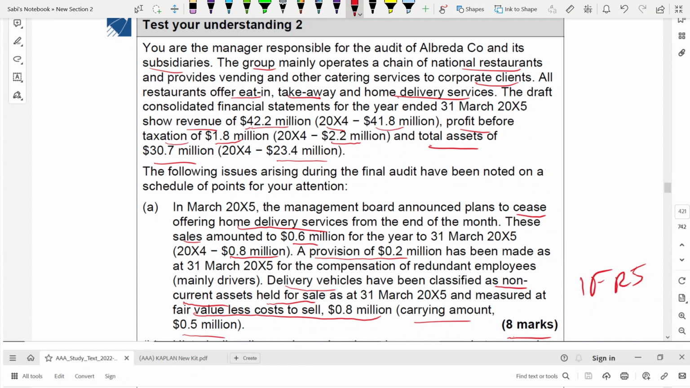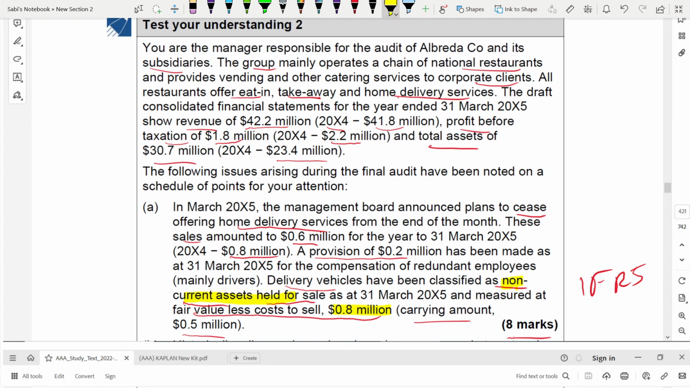Here, a lot of things need to be solved. First, you need to see whether it has been correctly classified or not. I mean, the classification as non-current assets held for sale is correct or not. That also you have to test first. If it's correct, then whether this valuation is correct or not.